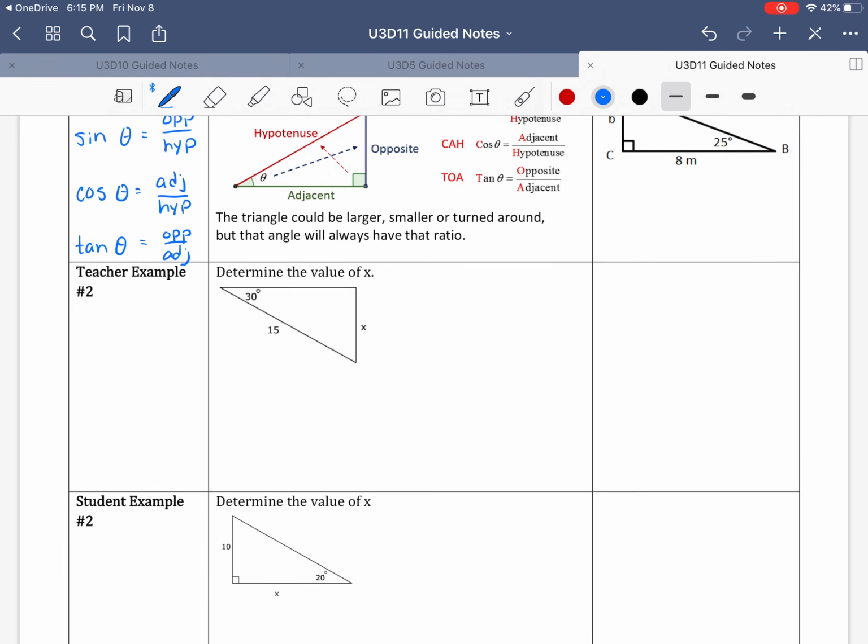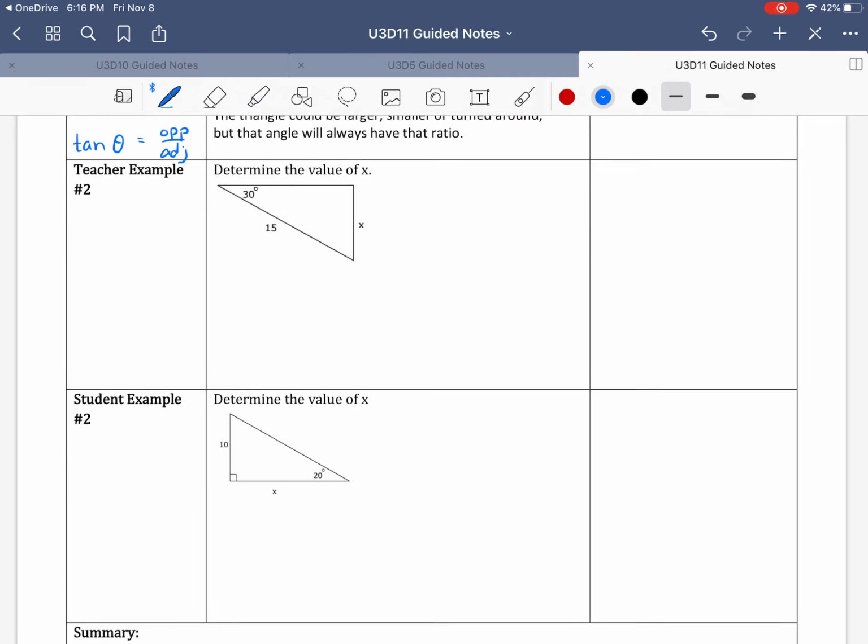What's really, really cool about these ratios is that a triangle could be larger or smaller with that angle measure, but if that angle measure stays the same, the ratio, so the opposite over the adjacent or the opposite over the hypotenuse, stays the same. And that's why, with that known ratio in mind, we're able to solve for different values.